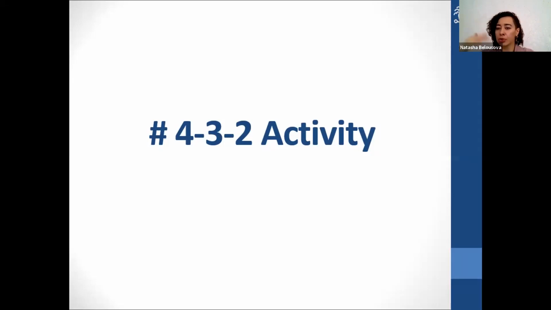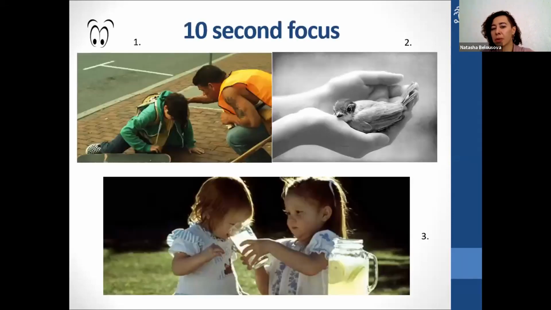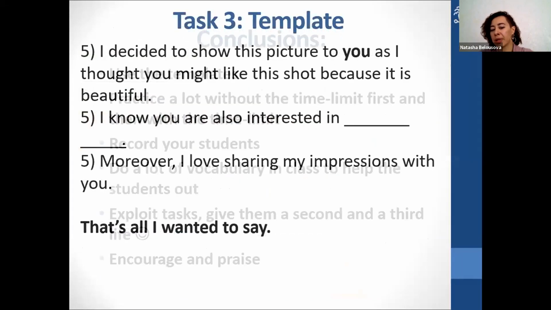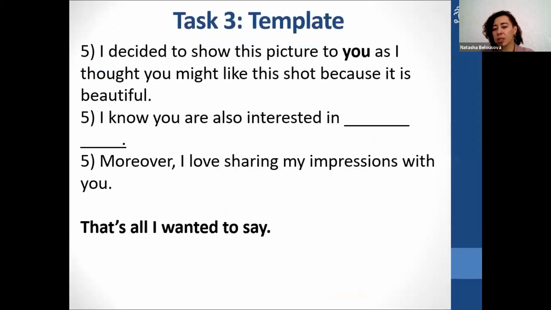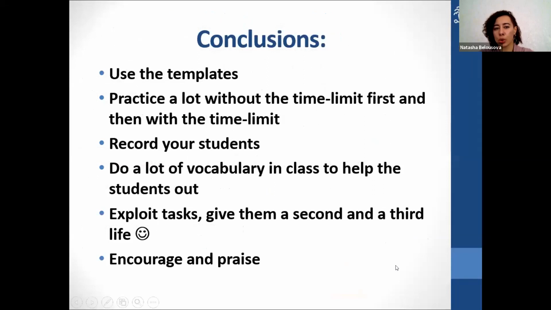And of course, after each round, you might want to give some feedback in terms of the meaning, points covered, not covered, introduction, conclusion, organization, language. And then every new round is going to show a better quality. For example, you could use the same pictures after the 10-second focus and work on them like in task 3. Choose one, do your monologue, use the template, but first you've got only 4 minutes, 3 minutes, and then 2 minutes. So this is basically what I wanted to show you.